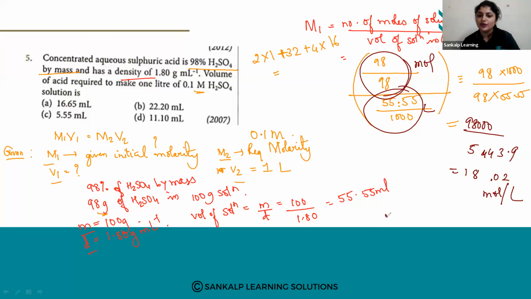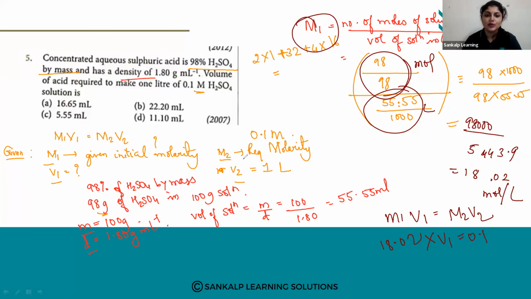Now you have to put all the given data in M1 V1 equals M2 V2. In this particular formula, what is M1? M1 is 18.02. What is V1? V1 we don't know. What is M2? M2 is 0.1. And the volume of this is 1 liter. 1 liter means again you have to do 1,000.